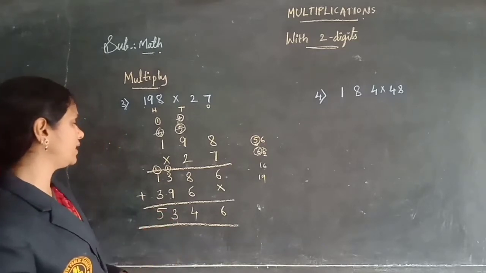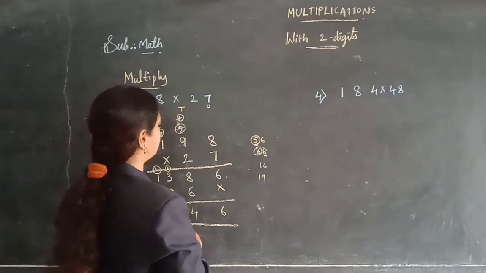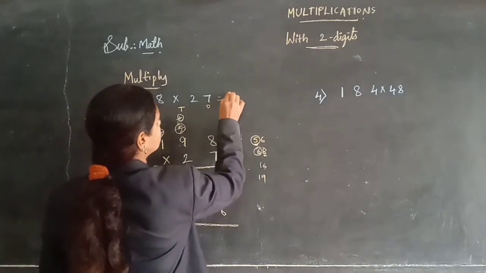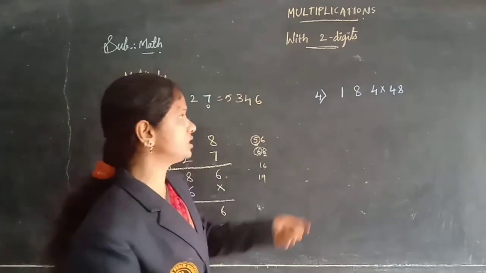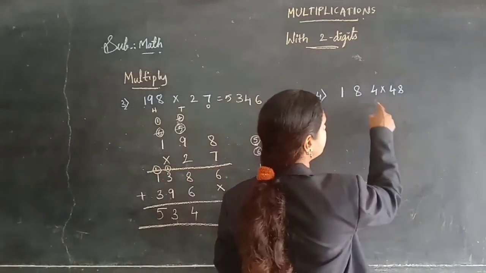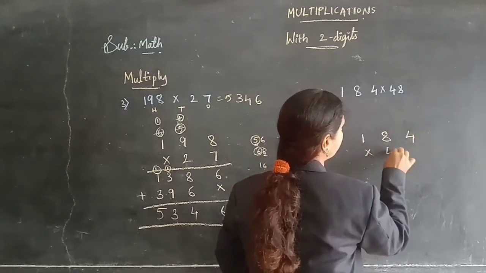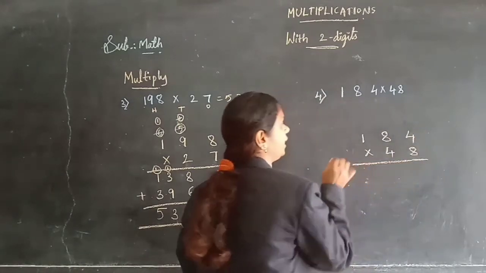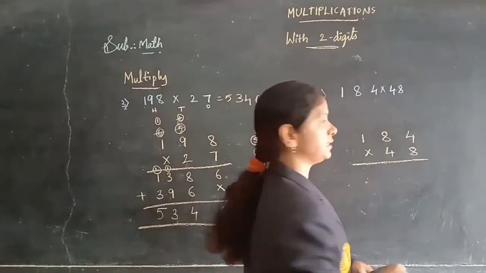So what will the final answer be? 5346. Let's come to this problem here. The given number is 184. We need to multiply by 48. Let's multiply by the ones digit here.